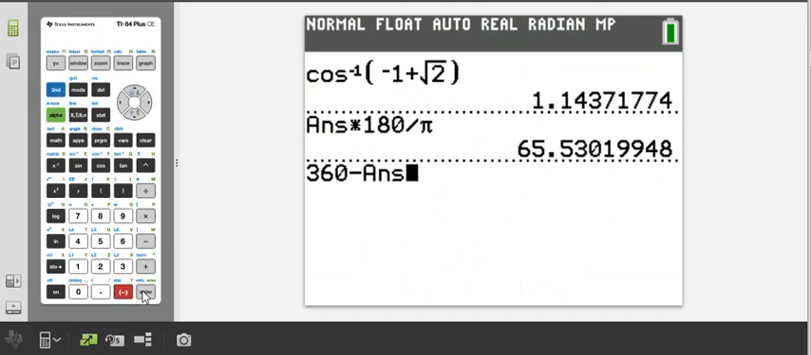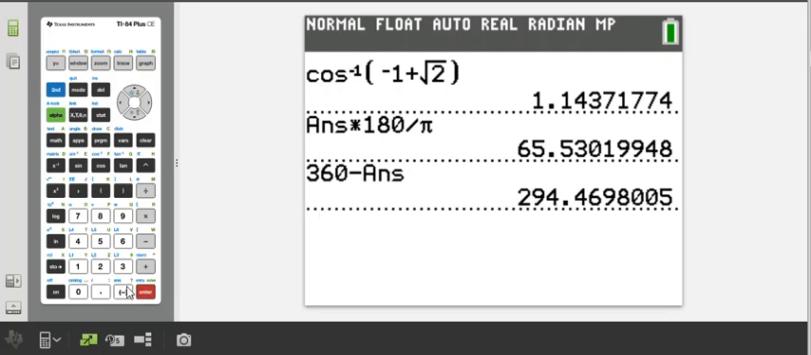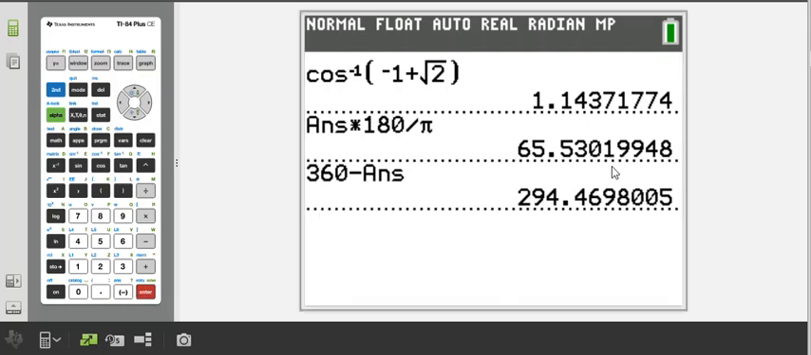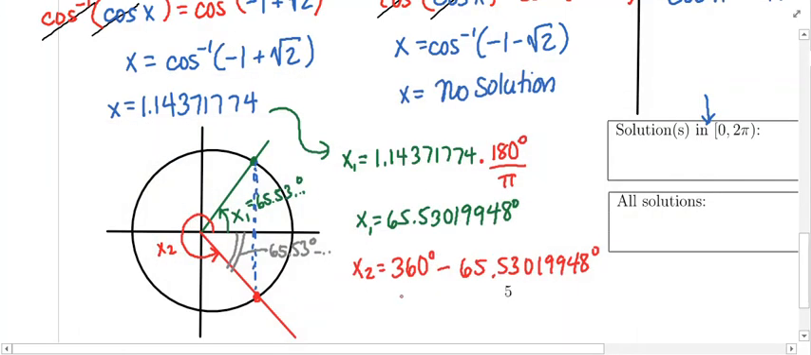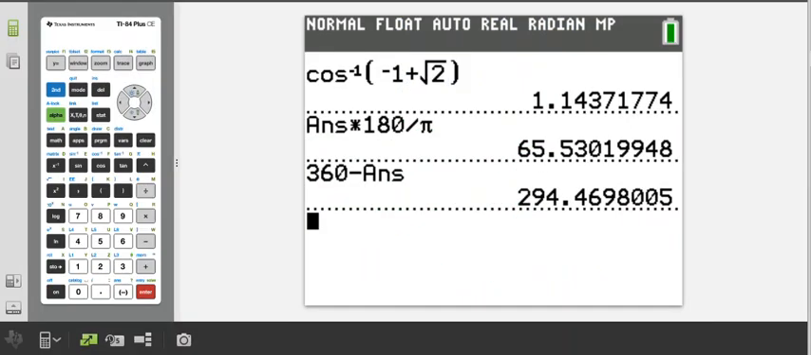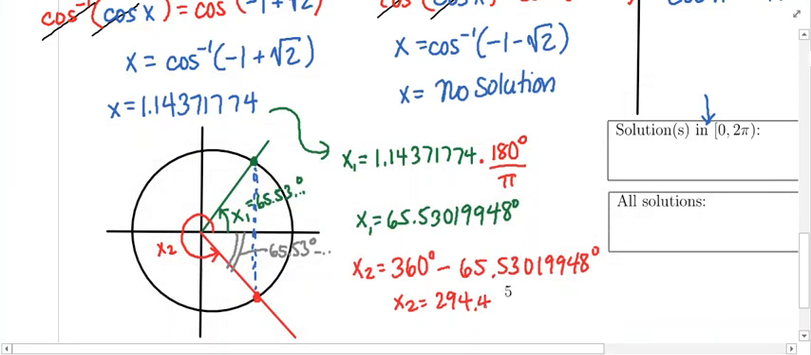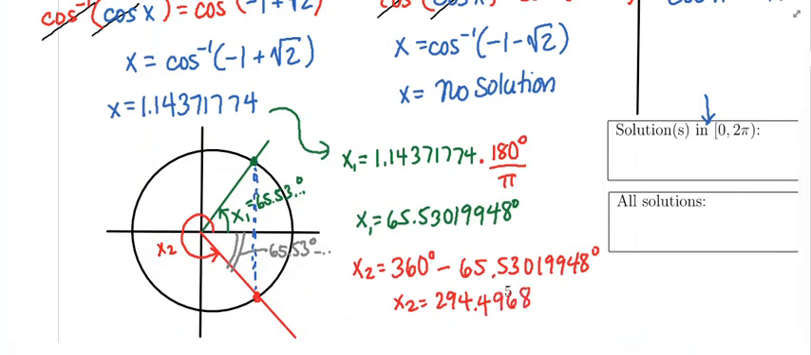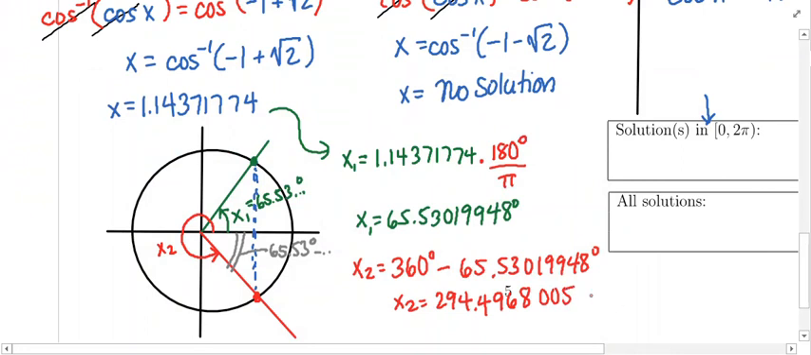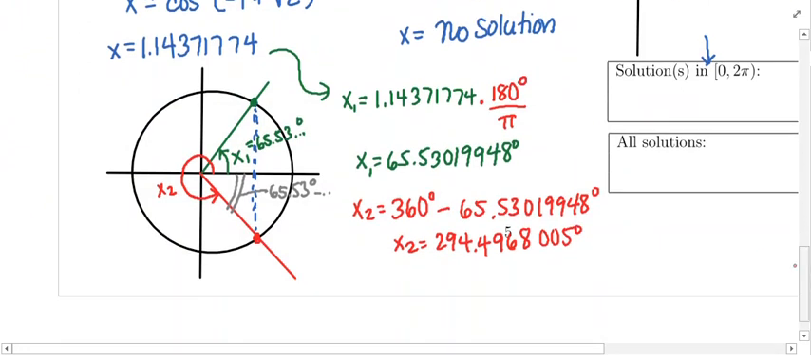You want to keep all the digits for accuracy. Here it is. This is a degree measure, and we will have to convert it back over to a radian measure. So let me write all of this out. The second angle is going to be 294.4698005 degrees, and then I need to change this over to radians.